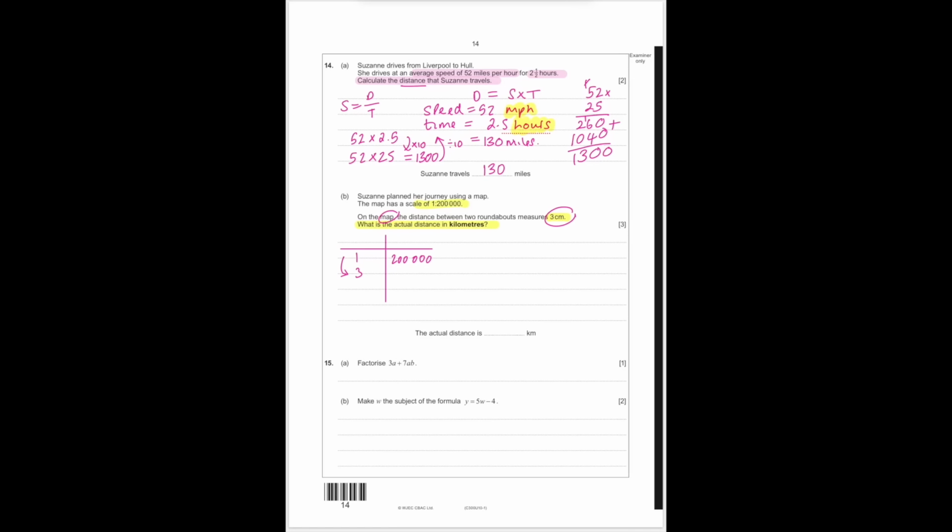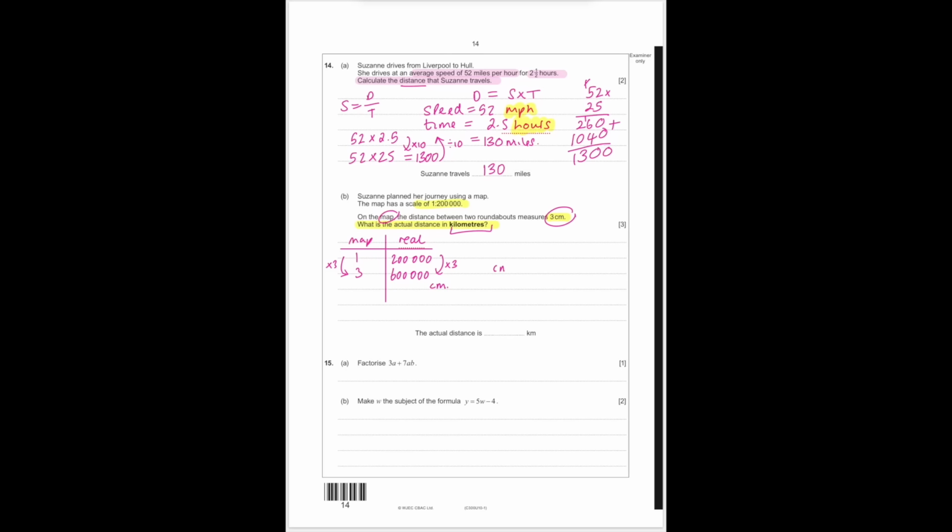So we're going to do 1 times 3, because when we're working with, so this is the map and this is real, should label that. When we're working with scales and proportions like this, we use scalar multiples. So that would be 600,000. But remember, this is in centimetres. We want it in kilometres.